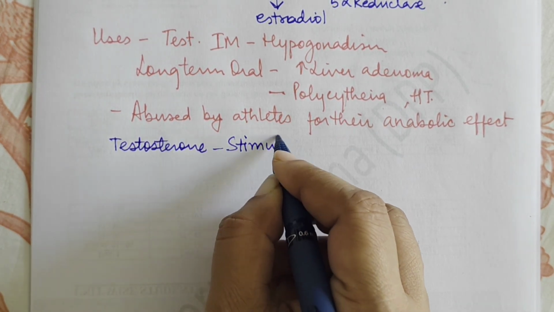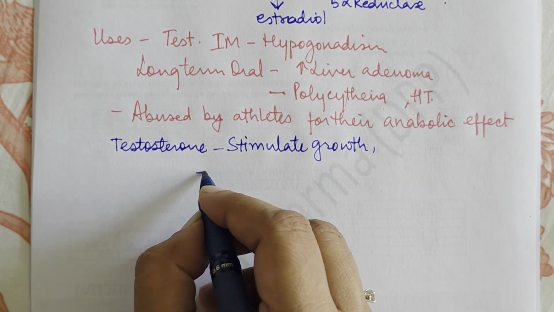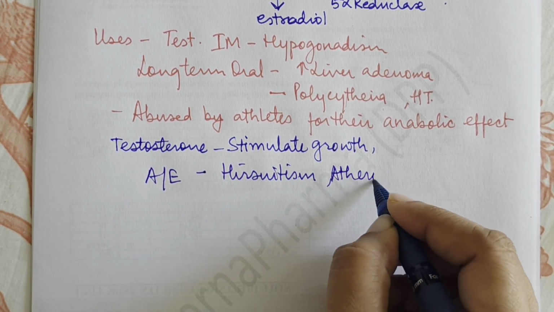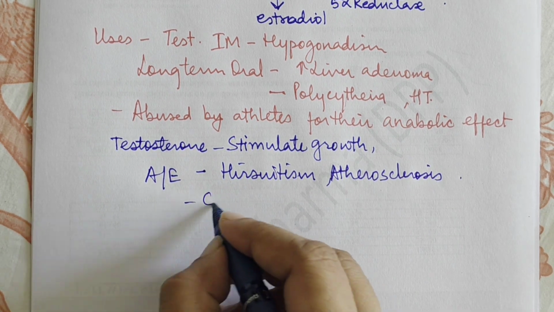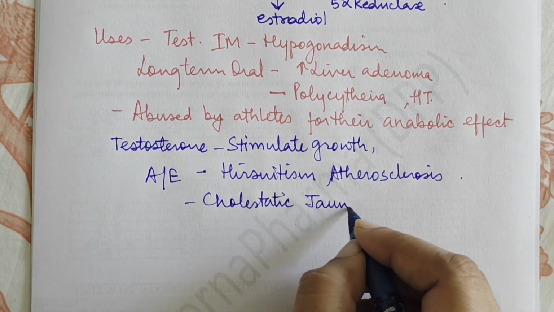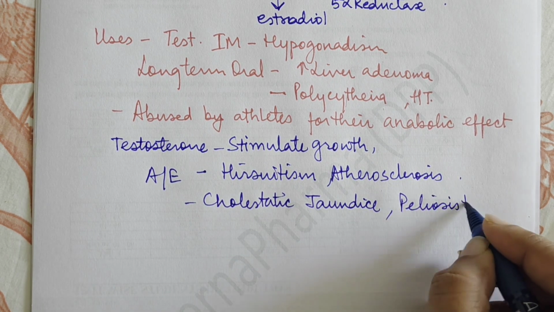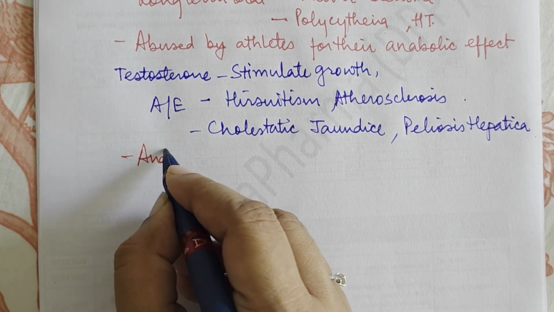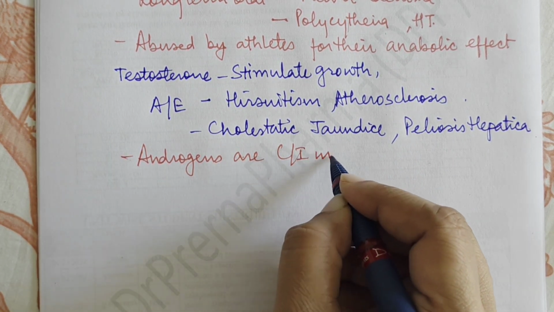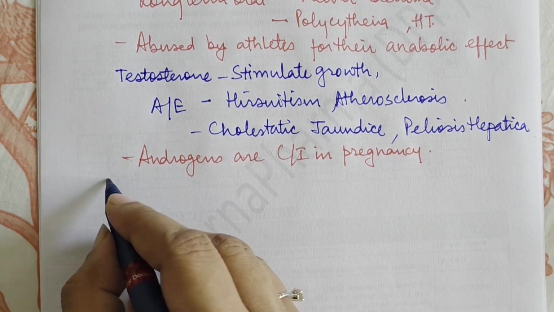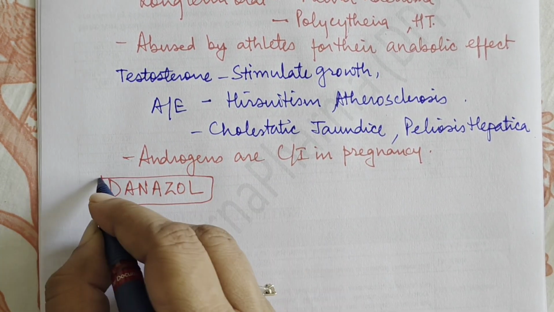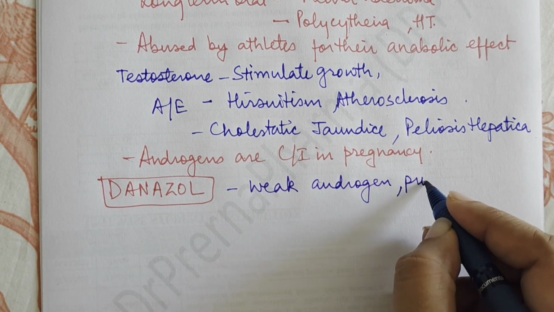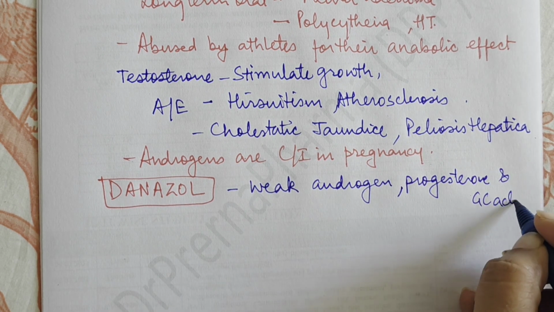Testosterone stimulates growth, and side effects are hirsutism, atherosclerosis, right? They can also cause cholestatic jaundice and peliosis hepatis. Androgens are contraindicated in pregnancy. Now there is a drug called danazol. Okay. Danazol is actually a weak androgen. It also has progesterone and glucocorticoid activities.